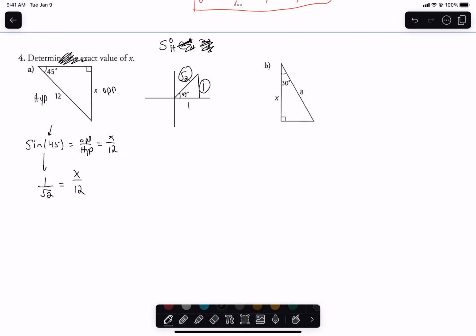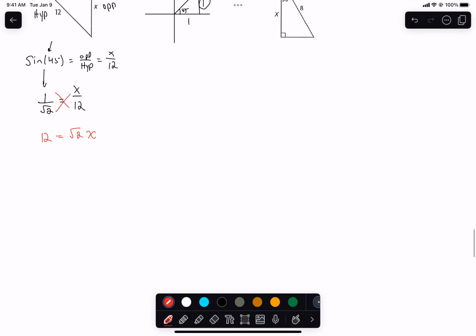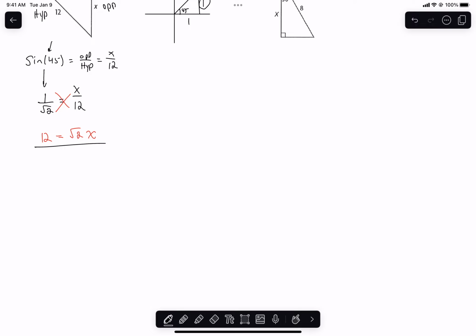Now this should hopefully look like something that you've seen before. Well, you do it with sine law a ton, right? So you're going to cross multiply and solve. So I'm going to get left with 12 has to be equal to root 2 x. And then to get x by itself, I'm just going to divide both sides by root 2, right? So I get x is going to equal 12 by root 2.